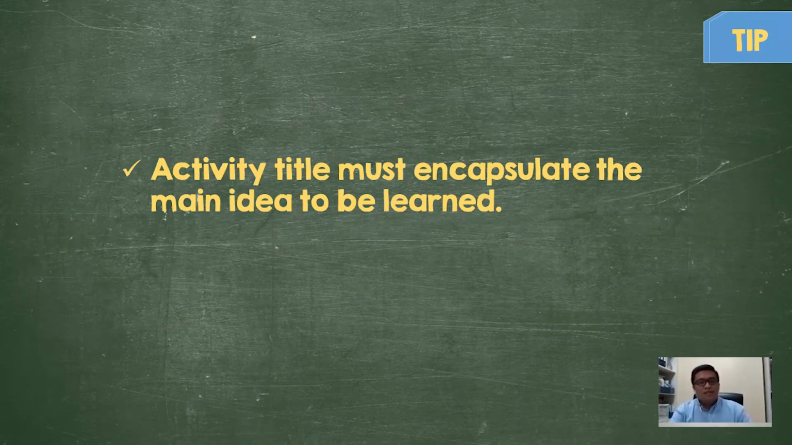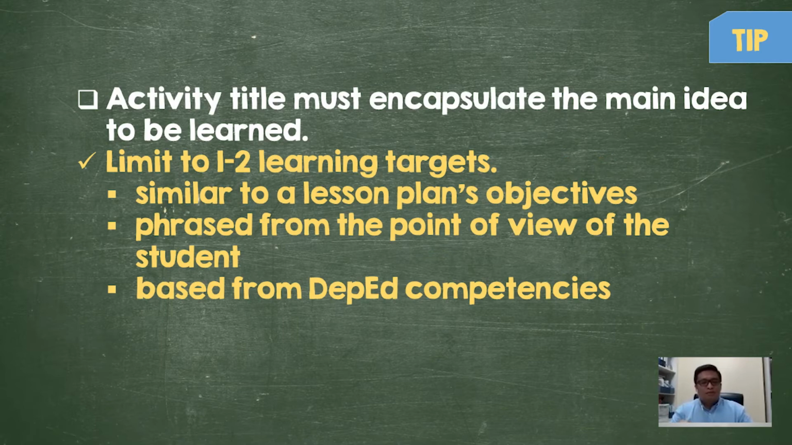First, when you write a learning activity sheet, take note that we always have a title, and the title is something that gives the student an idea of what the lesson is all about. That's why it's very important that the title encapsulate the main idea to be learned. So the simpler the title, the better. Our goal here is that just by looking at the title, the student will already have an idea what the lesson is all about. Next, after the title, is the target.